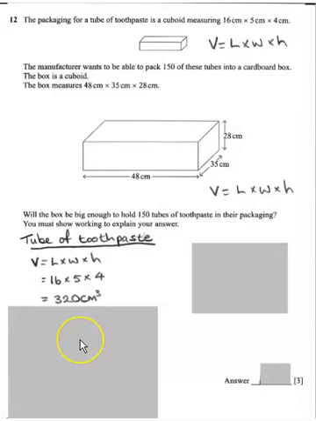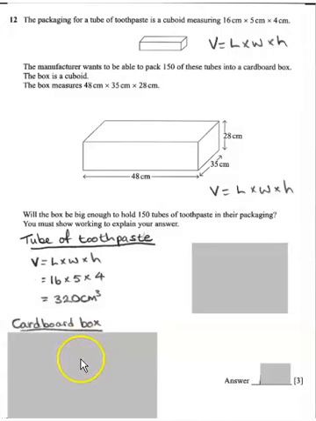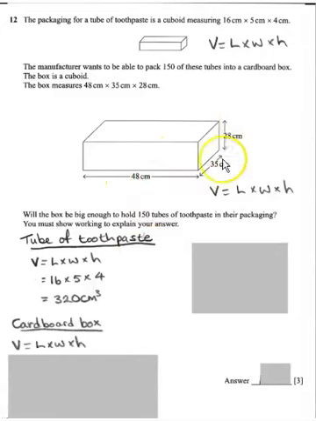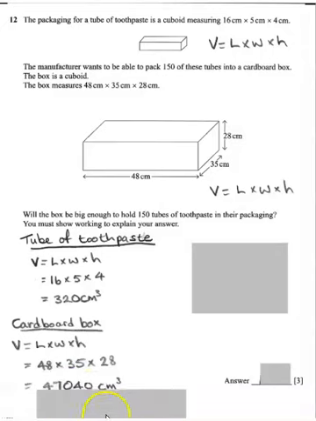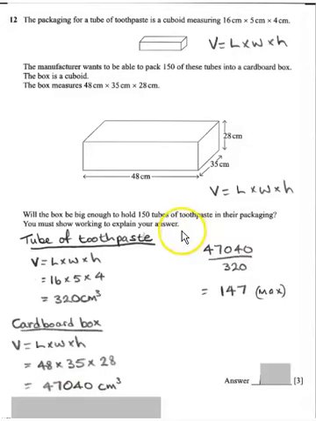So the next part of it, we need to find the volume of the big cardboard box. So we've got the cardboard box here, and that's length times width times height. It's just those 3 dimensions we've got there, 48 times 35 times 28. And that should be 47,040 centimeters cubed.